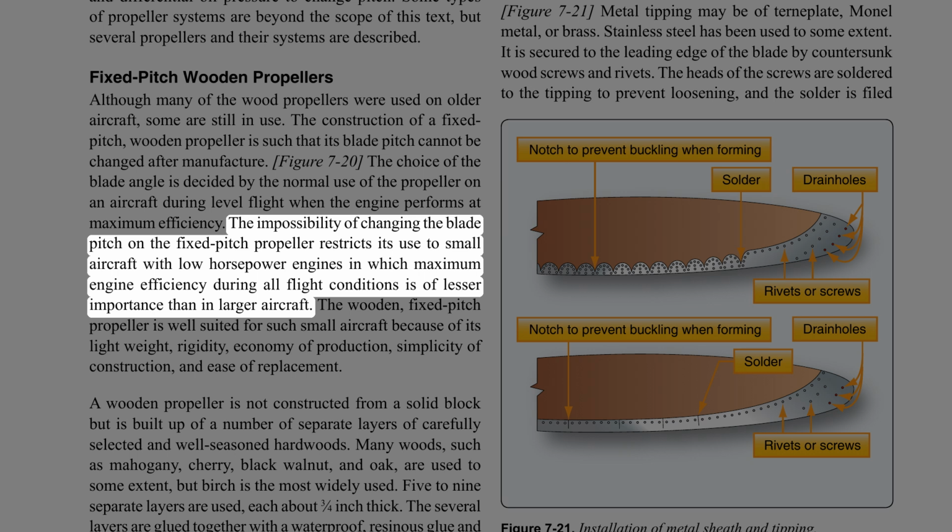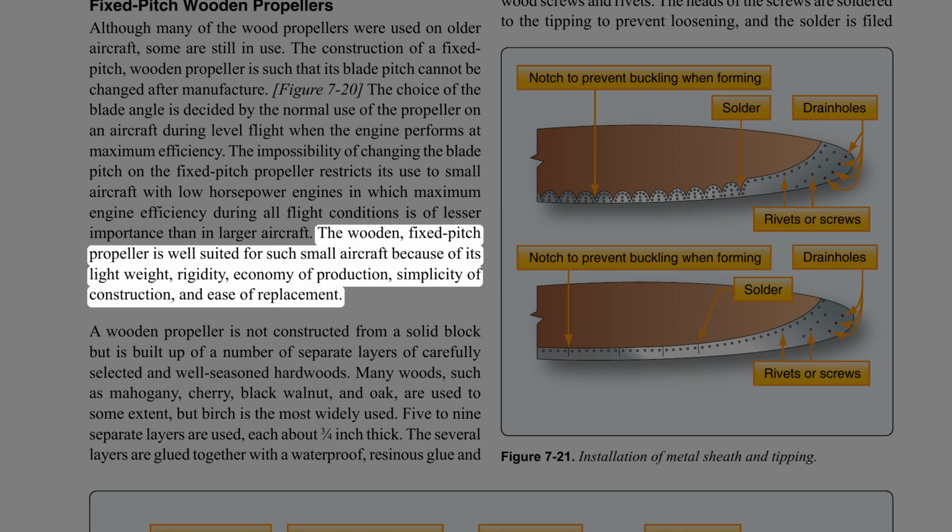The impossibility of changing the blade pitch on the fixed-pitch propeller restricts its use to small aircraft with low horsepower engines in which maximum engine efficiency during all flight conditions is of lesser importance than in larger aircraft. The wooden, fixed-pitch propeller is well suited for such small aircraft because of its lightweight, rigidity, economy of production, simplicity of construction, and ease of replacement.